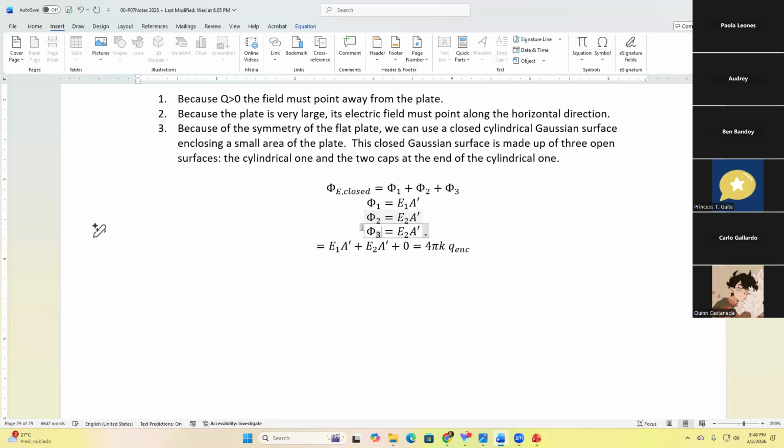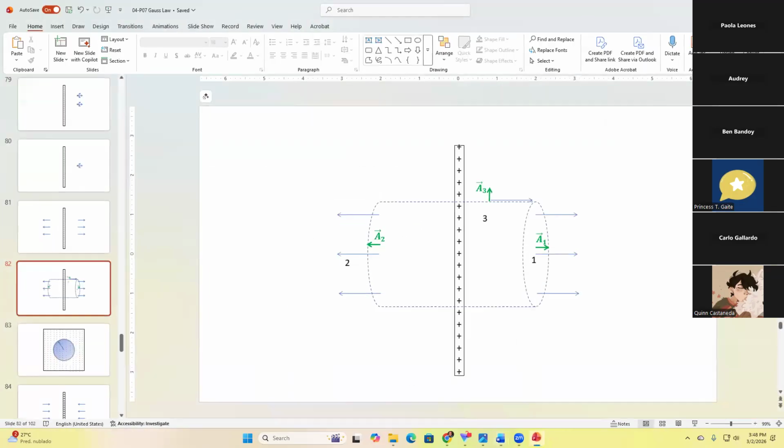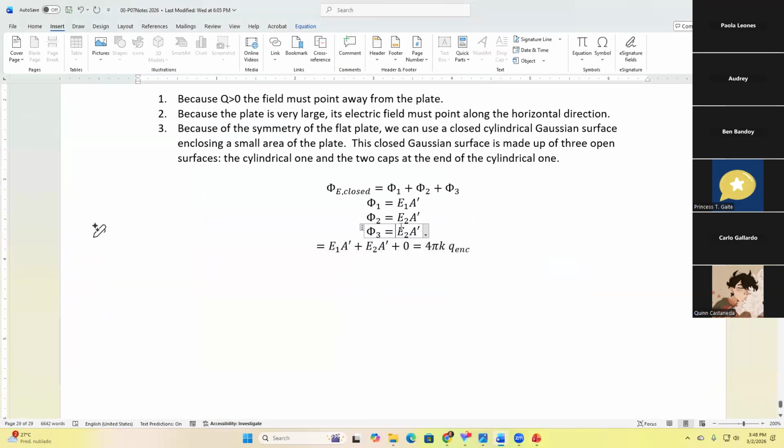Phi 3 is the easiest of all, okay? The area vector is perpendicular to the electric field. Consequently, the angle is 90 degrees. Since the angle is 90 degrees and the cosine of 90 degrees is 0, the electric flux through the third surface must be 0. Okay? And now we have this relationship right in here.